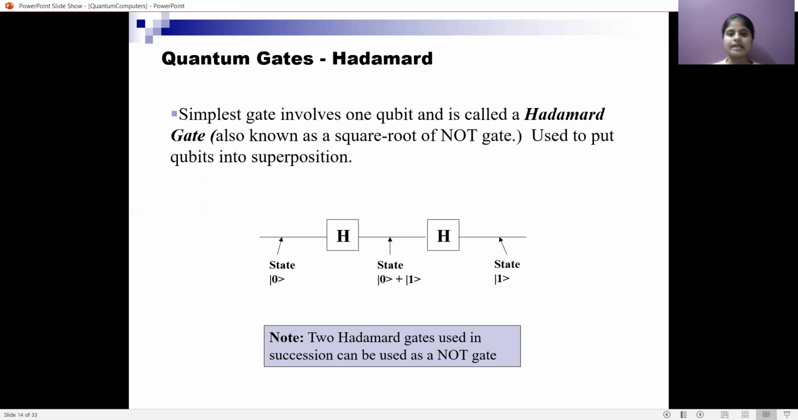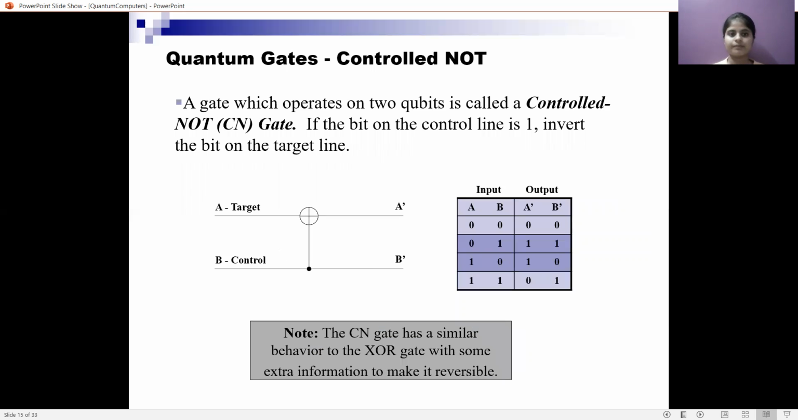Hadamard. The simplest gate involves one qubit and is called the Hadamard gate, also known as the square root of NOT gate, used to put qubits in superposition. Note, two Hadamard gates used in succession cannot be used as a NOT gate.